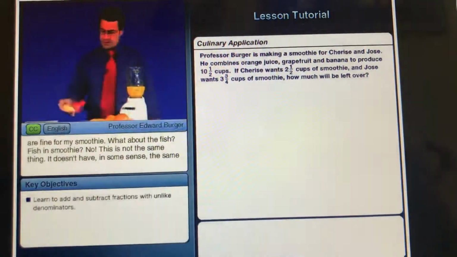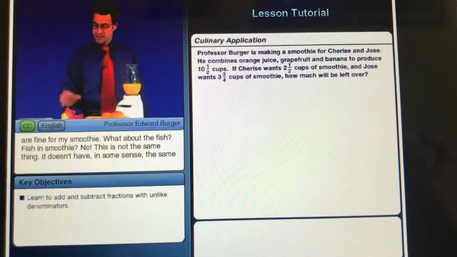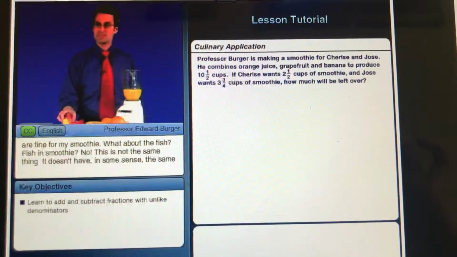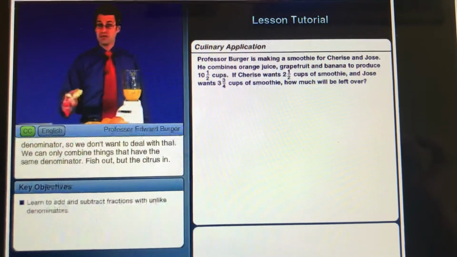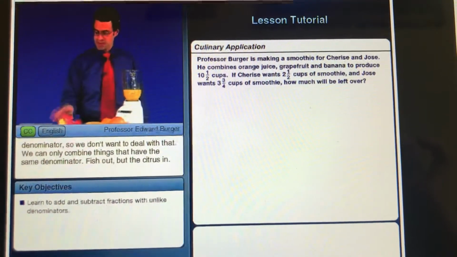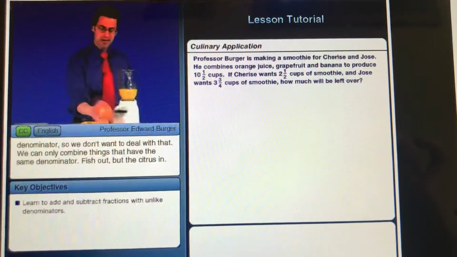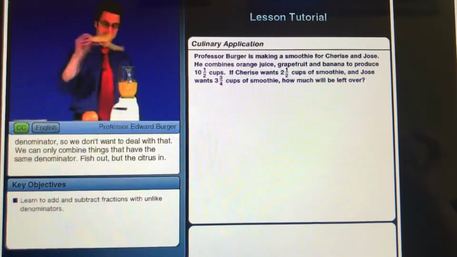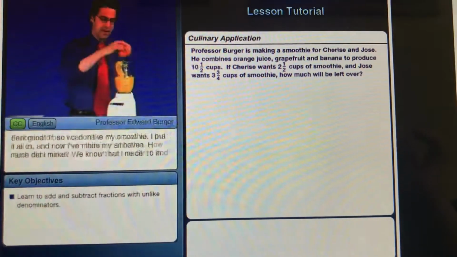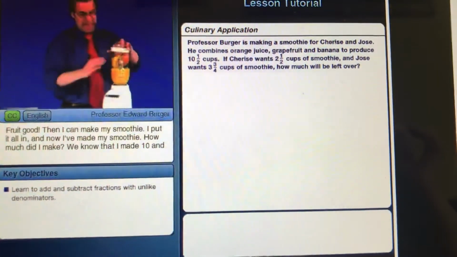What about the fish? Fish and smoothie? No, because in fact this is not the same type of thing. It doesn't have, in some sense, the same denominator. So we don't want to deal with that. We can only combine things that have the same denominator, sort of like things. So we have to get the same denominator. Fish, out. But the citrus, in. Fruit, good. And then I can make my smoothie. You see, so you put it all in, and I'd make it.